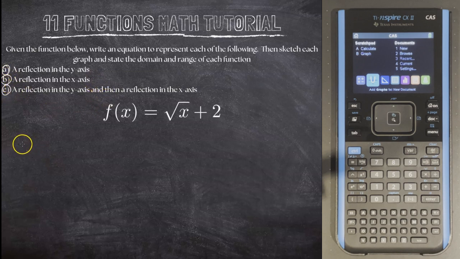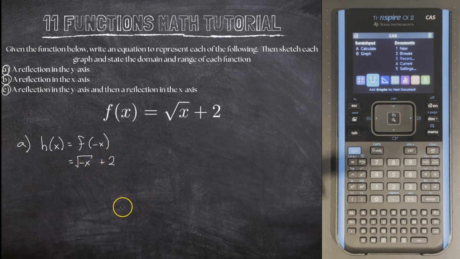So let's start with the y-axis. How are we going to do this? Well, let's say the reflection in the y-axis, let's just call that function h of x, and it is going to be equal to f of negative x. So all we're really going to be doing is replacing our x's with negative x's, and we get the square root of negative x plus 2.